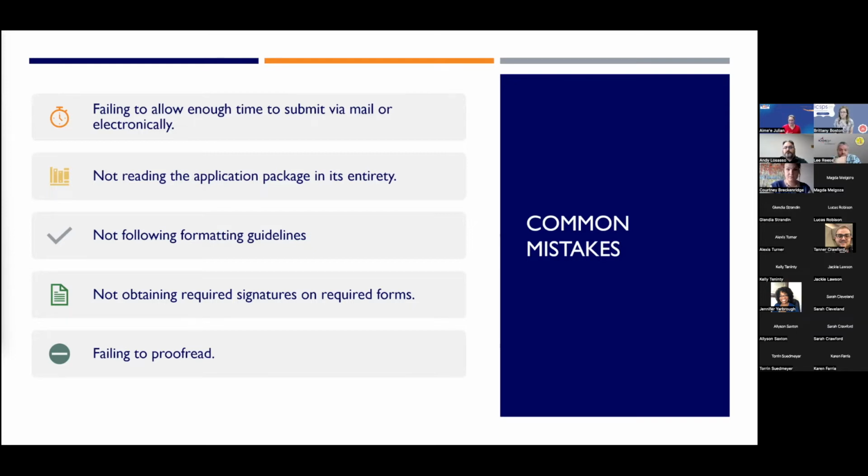Because I tell you, if I send my pretty colorful rainbow budget into DCEO, they're going to be like, well, what the heck is this? And I'm going to say it's pretty and colorful and it makes sense to me, but that's not what they want to see. So make sure you're following those guidelines.